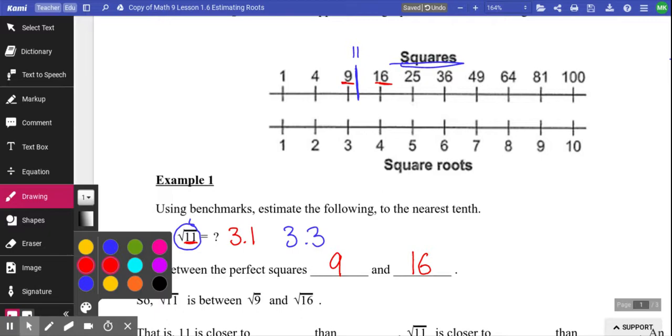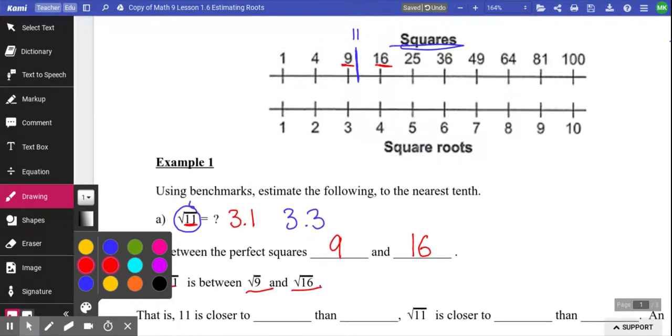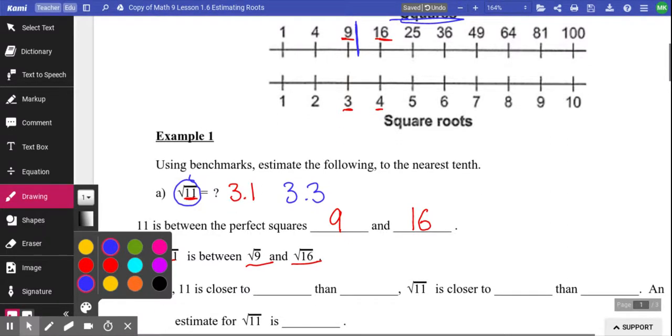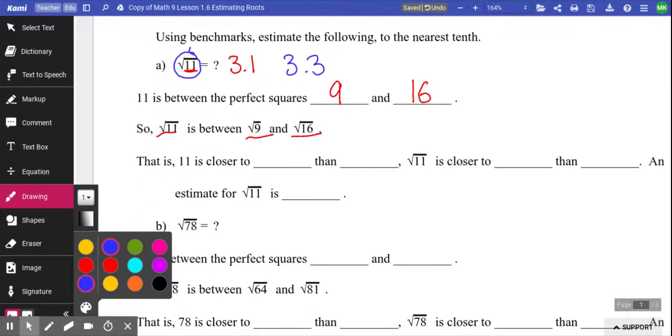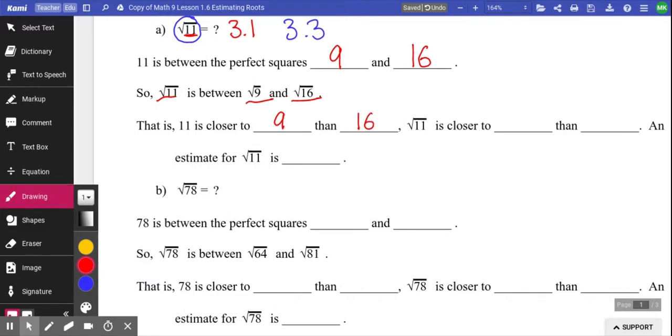These are basically just notes explaining what I just did. Square root of 11 should be between square root of 9 and square root of 16. Square root of 9 is 3. Square root of 16 is 4. So the square root of 11 should be somewhere in between. And it should somewhat match up with the distance away from the other perfect squares. It should be closer to 3 than 4 because 11 is closer to 9 than 16. Therefore, the square root of 11 should be closer to the square root of 9 than the square root of 16.